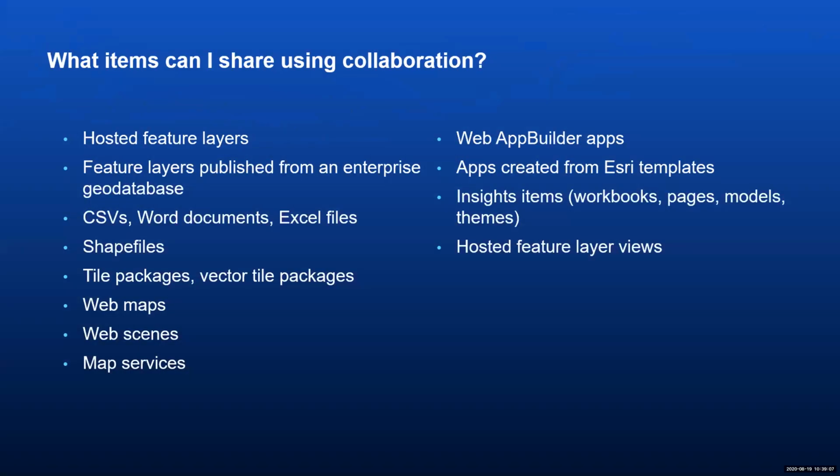In terms of what items you can share using collaboration, they're all listed here. This list is growing, so keep in touch with what's happening with collaboration if you think it can benefit your organization. But there on the left-hand side, a lot of the standard content types that you'll work with in the portal. And then what's so cool too is you can share apps. Web app builder apps, or apps from other templates, insights workbooks, for example, and then hosted feature layer views, which I am going to show here in a minute.